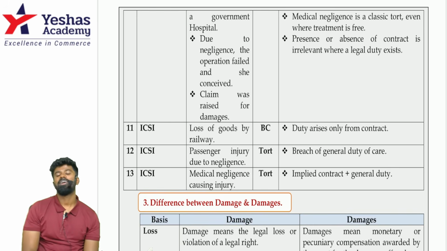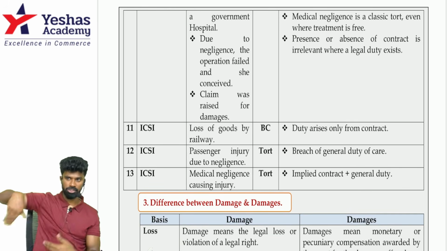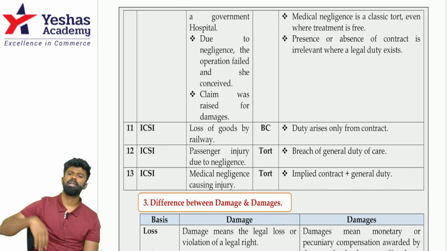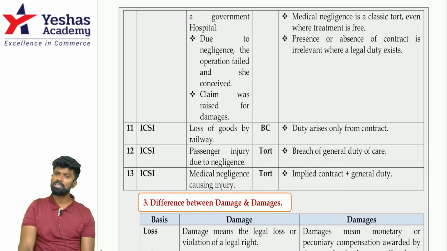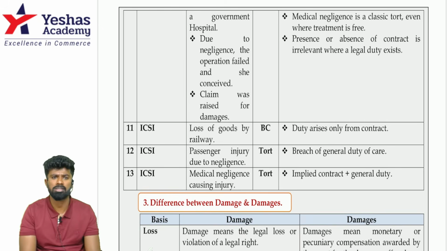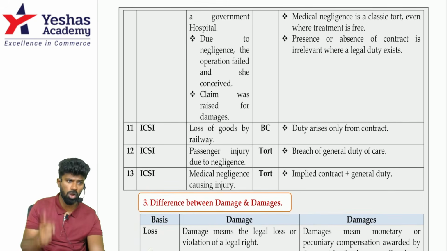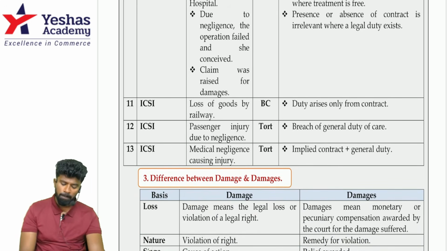What happened? Railway failed to provide adequate safety measures. They failed to close that passage. Because of that, a passenger got injuries to his legs. Tell me, is it a breach of contract or a tort? It is a general duty of the railways to ensure the safety of the passengers. They failed to exercise that duty and now they are liable to pay the compensation. So, in case of tort, the remedy is what? Unliquidated damages. Next one, medical negligence.